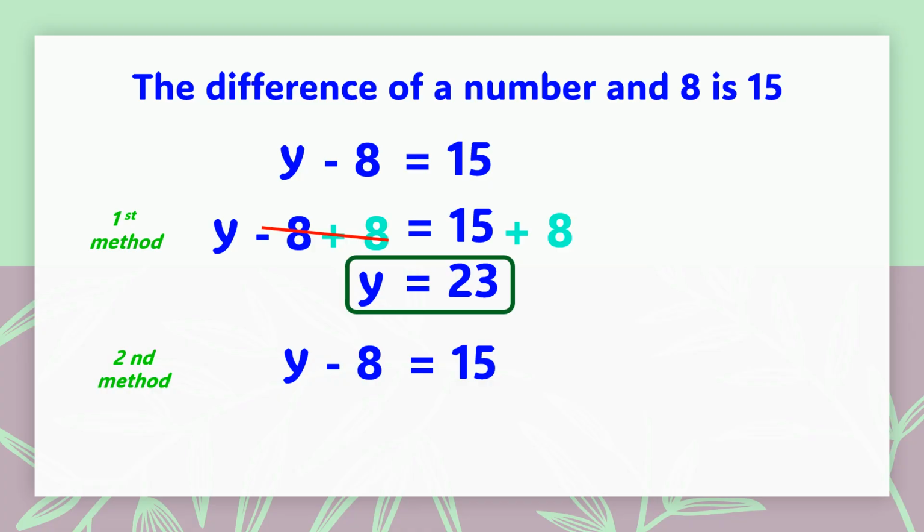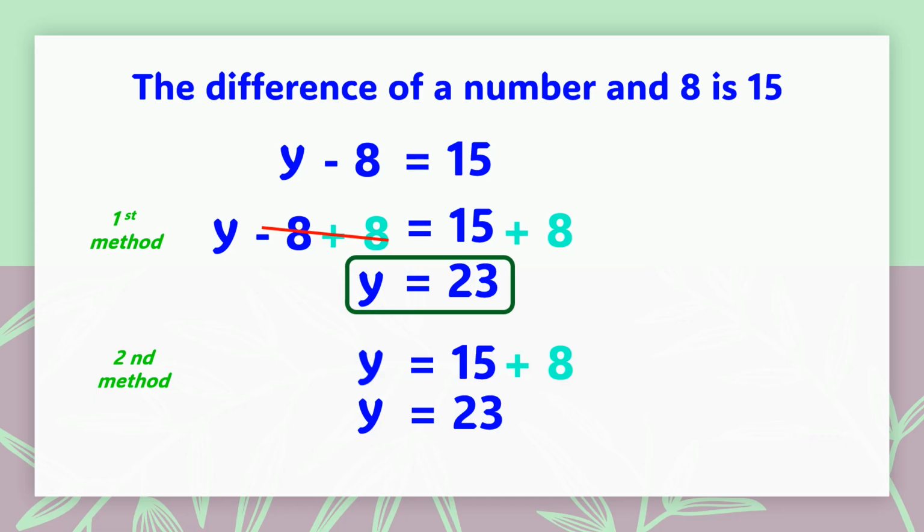Opposite operation for minus 8 is plus 8. Transpose or shift to the right hand side, the same plus 8. Then y is equal to 15 plus 8. Y is equal to 23.